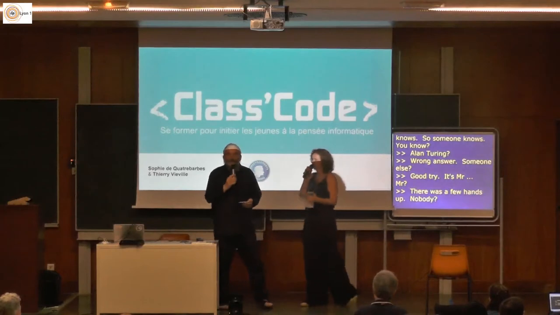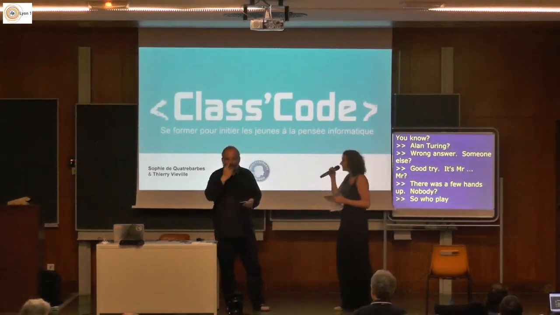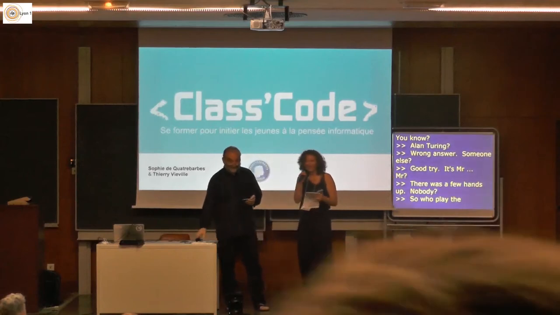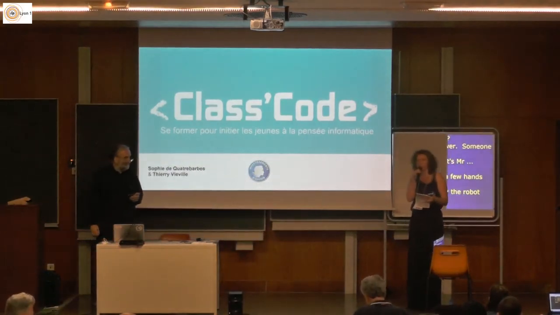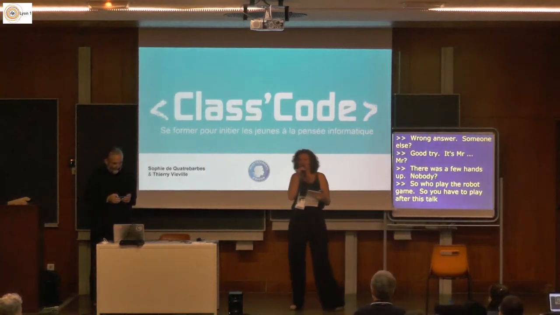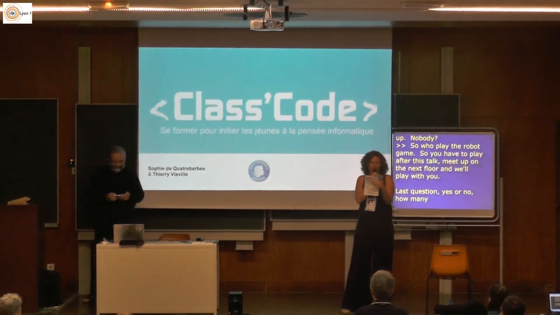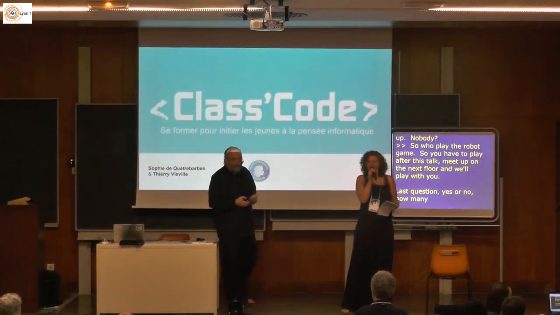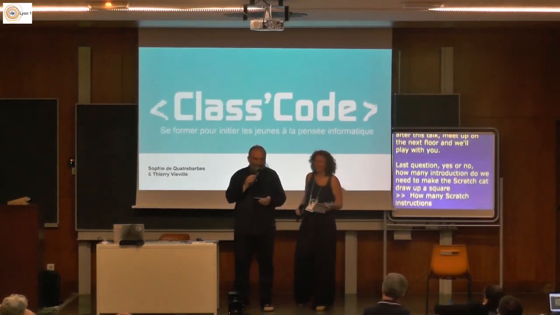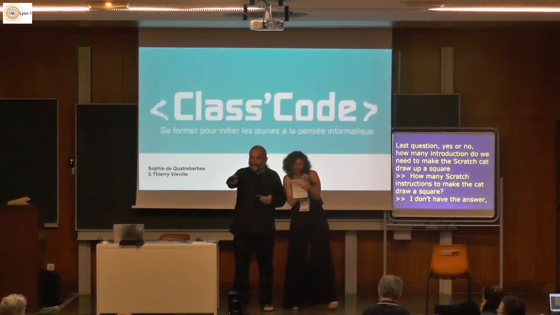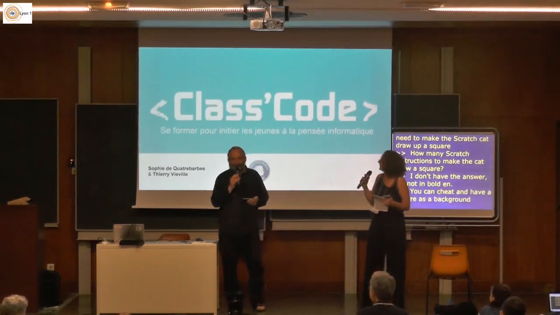So, second question. Who ever played the dummy robot game? Nobody? It's just a French activity, so you have to try it just after this talk. Just meet up at the first floor and we will play with you. Last question. How many instructions do we need to make the Scratch cat draw a square? I don't have the answer. It's not important. Ah, good answer. I like this one. Oh, you follow the creativity session from Margarida, don't you?